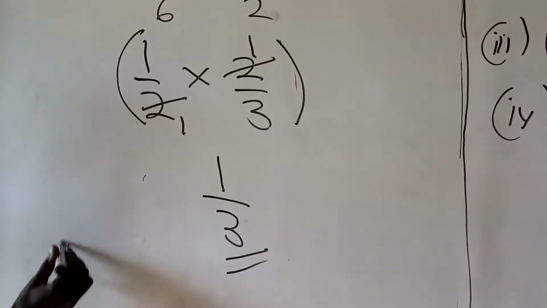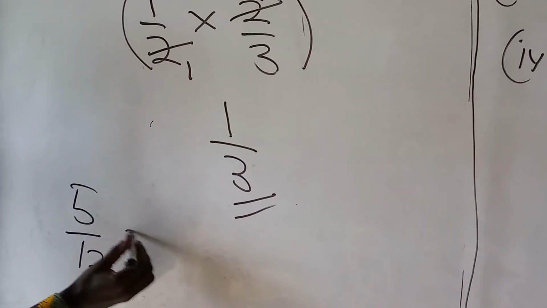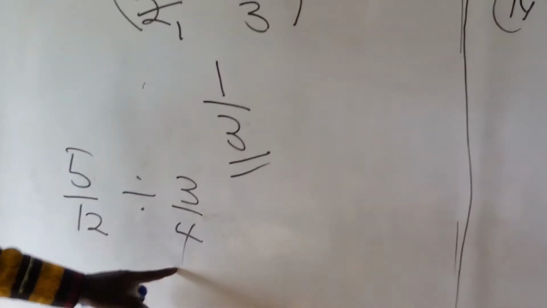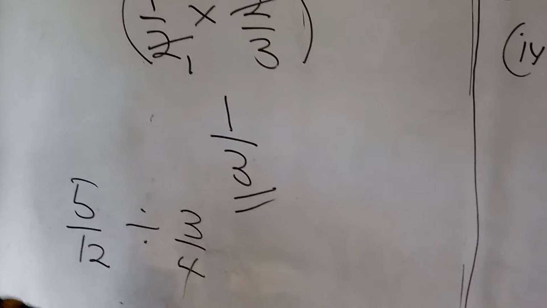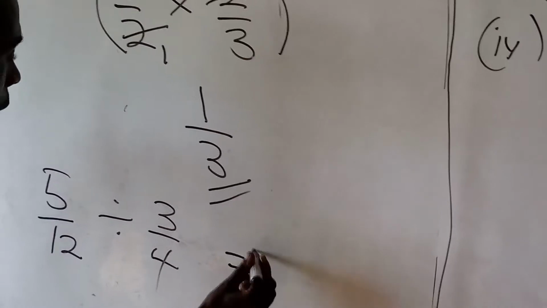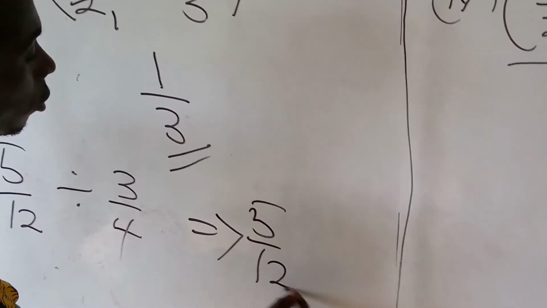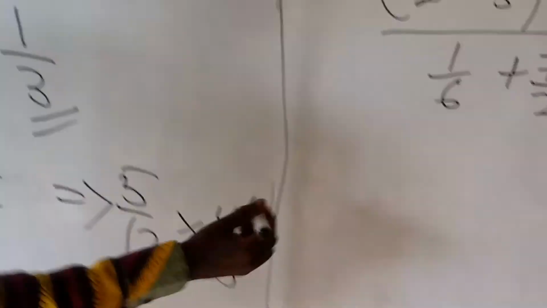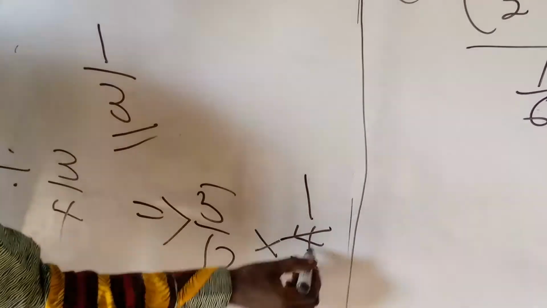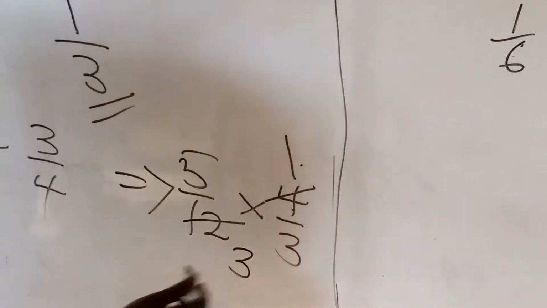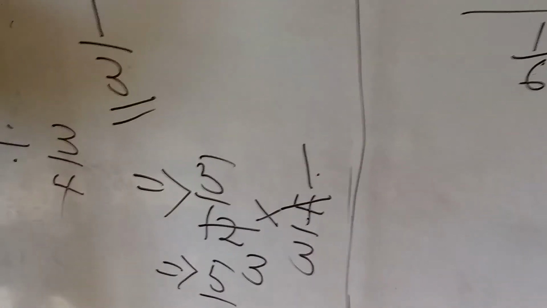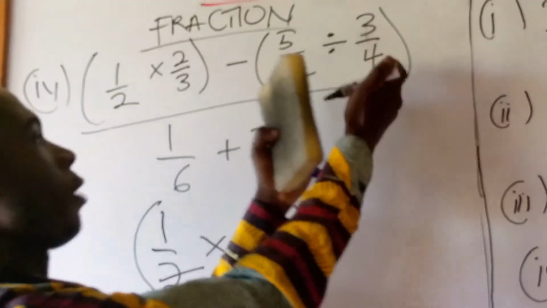Let's move on to this bracket 2. We have 5/12 divided by 3/4. So you find the reciprocal of the second fraction so that our division sign changes to what? Multiplication. It becomes 5/12 times 4/3. And for this one too, we can divide. 4 goes here 1, 4 goes here 3. We have 5/9.